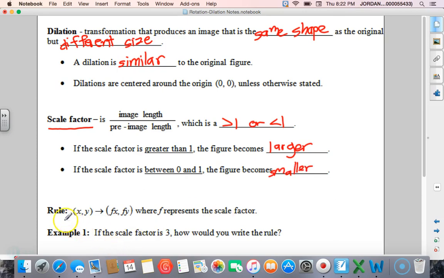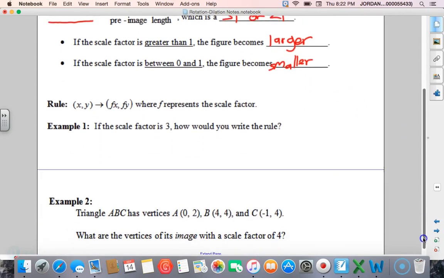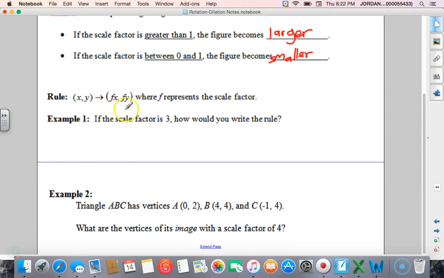So now the rule, we always have a rule for a transformation. The rule for a dilation is similar to the rule for a translation, the one where it shifts left and right or up and down. You start with the x and y like you do with the translation, but instead of adding and subtracting something to x and y, you're going to multiply it by f, where f is the scale factor that we were talking about a minute ago.